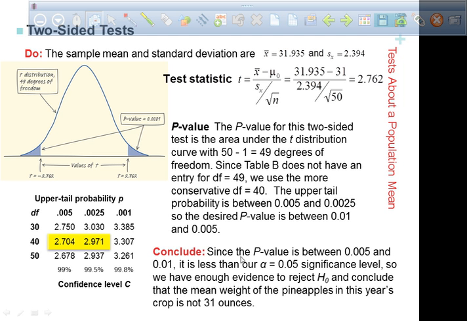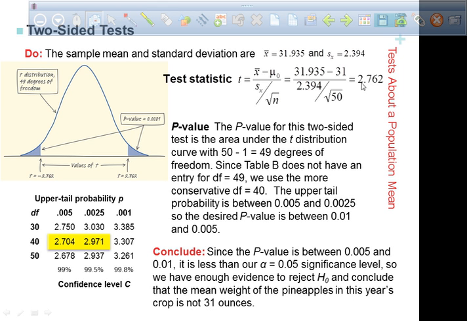Even with it being doubled, it's going to be between 0.005 and 0.01, which is still less than the alpha significance level, so we have enough evidence to reject H0 and conclude that the mean weight of the pineapples in this year's crop is not 31 ounces.